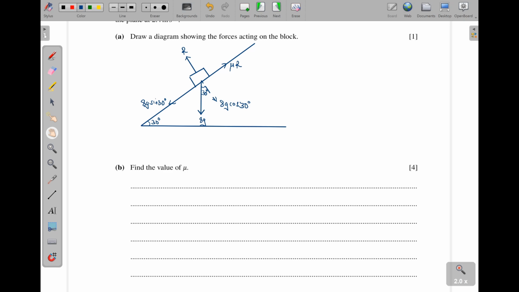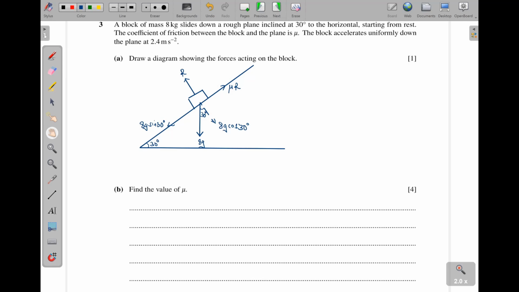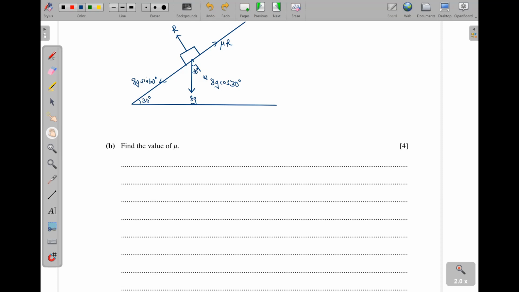Okay, but then we shall not consider this mg here. The ones that we are going to take into account are these ones which are perpendicular to the plane and also the ones which are parallel to the plane. Okay, that is that. Then find the value of mu. So we don't have vertical motion, I mean perpendicular to the plane. So that means this R is equal to this.